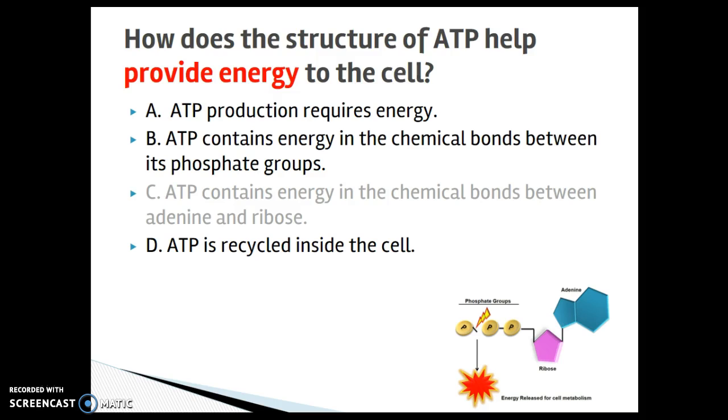ATP production requires energy, so we have to have an ATP molecule to produce more ATP. And D, ATP is recycled inside the cell, also true. However, those two do not answer the question of how the structure of ATP helps provide energy to the cell. So the only answer that is available is B. ATP contains energy in the chemical bonds between its phosphate groups.